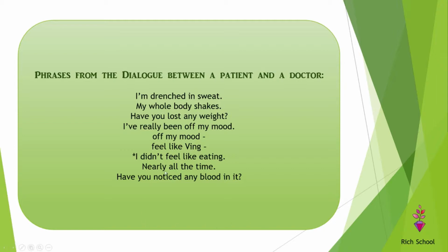I'm drenched in sweat. I'm drenched, это как я промок, сильно промок. Sweat – это пот, либо потеть. Например, если вы хотите сказать «я потею», I'm sweating. My whole body shakes. То есть sweat – это и глагол, и существительное. То есть можно сказать it's sweat – это пот, а можно сказать I'm sweating – я потею. My whole body shakes. Все мое тело трясется.